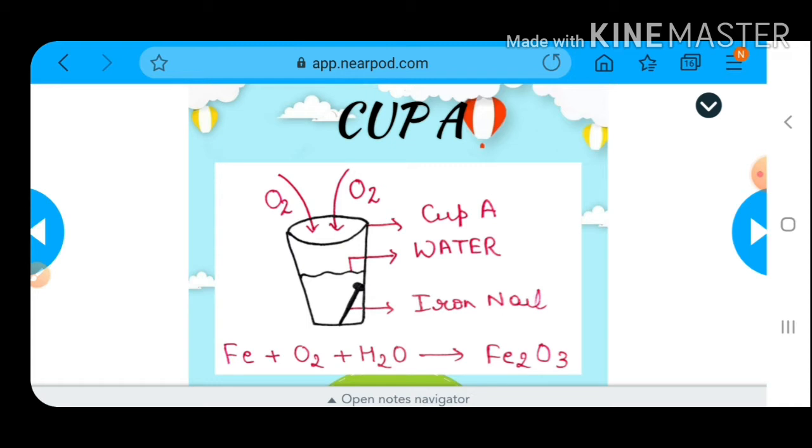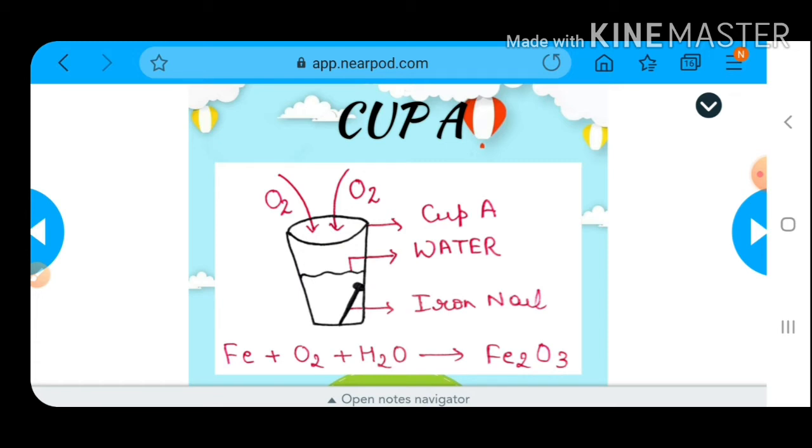All right, okay. So in cup A, what we took, we had normal tap water and an iron nail. Okay, so children, in cup A, what was there? Water was there and oxygen was also there. Yes, water was there since the iron nail was present in the water, and oxygen was coming through the atmosphere. So due to the presence of both oxygen and water, rusting of the iron nail took place. That is, ferric oxide was formed. And I have written the reaction also, that Fe plus O2 plus H2O gives Fe2O3, that is ferric oxide, and ferric oxide is the rust.